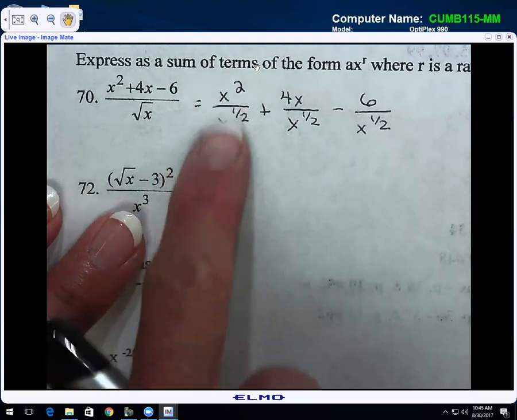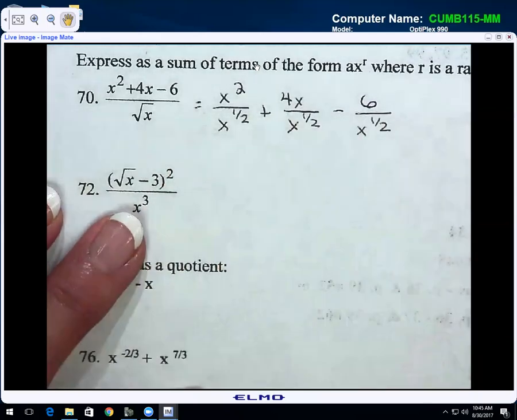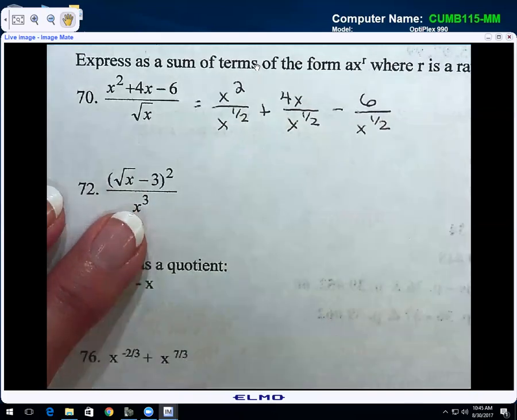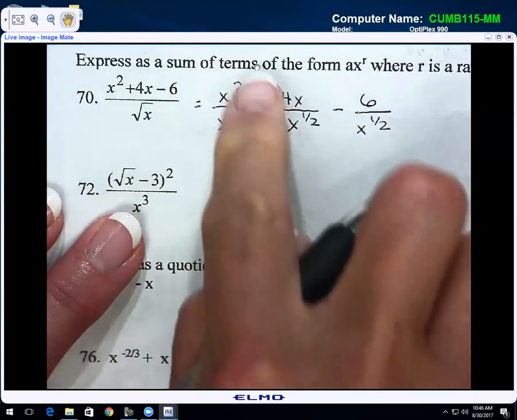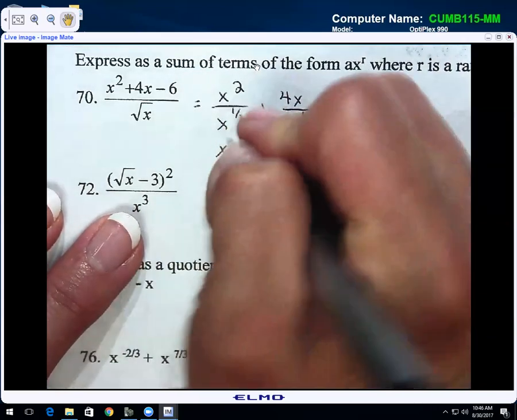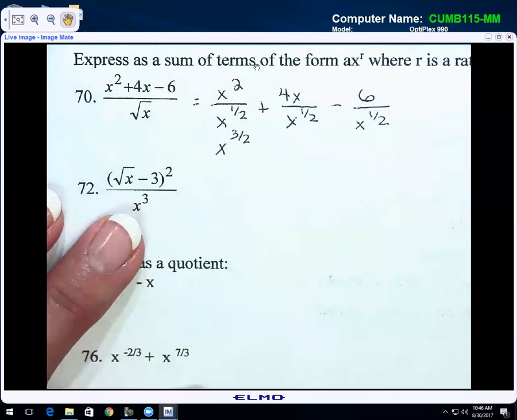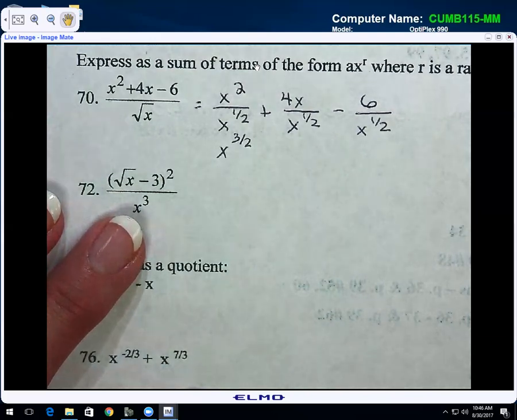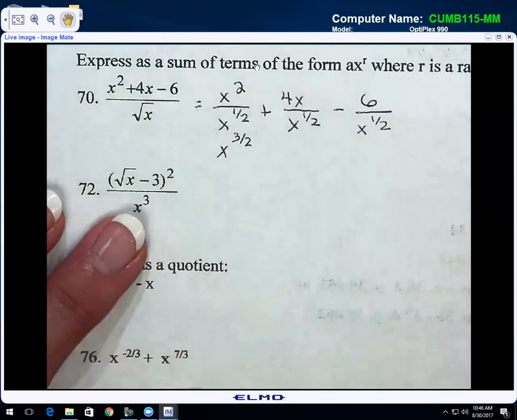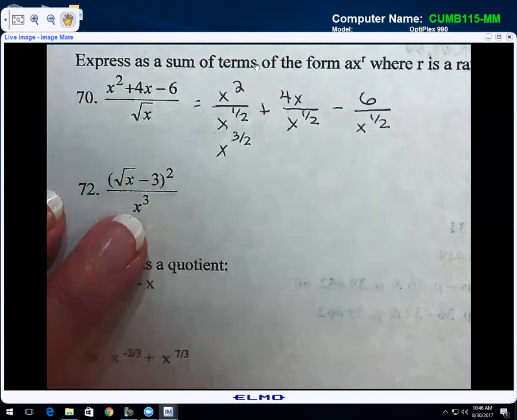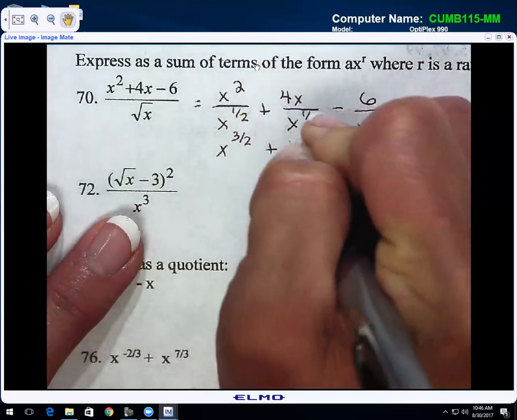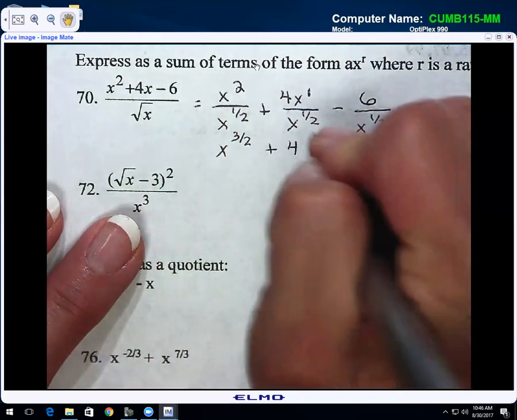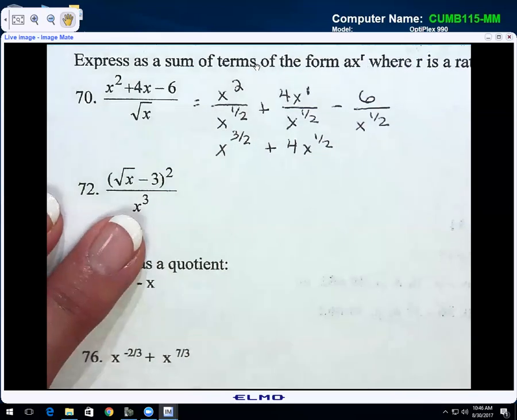Now I can use the quotient rule to simplify each term. Quotient rule says subtract the bottom exponent from the top exponent. So in that first term, 2 minus 1/2 is 3/2. You can't do fractions in your head, punch it on the calculator. That's 4/2 minus 1/2 is 3/2. Second term, x to the first divided by x to the 1/2, 1 minus 1/2 is 1/2.